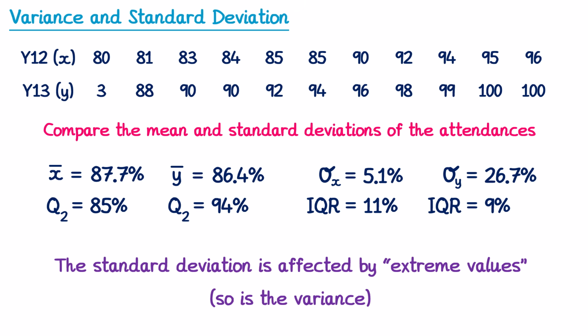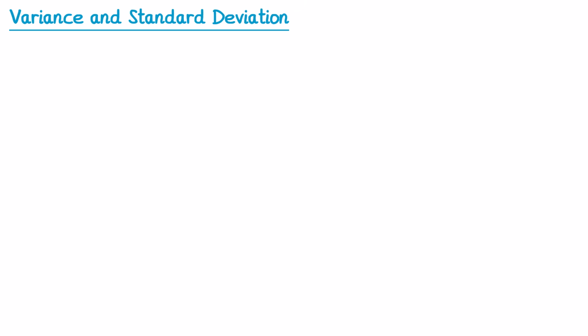So if you do have extreme values, it might be worth considering using the median or interquartile range over the mean or the standard deviation. That's not to say you always should, it depends on the reason for that extreme value. Sometimes it might be worth including it. You also need to have an appreciation for what happens to the mean and standard deviation if we either add or remove a value from a set of data.